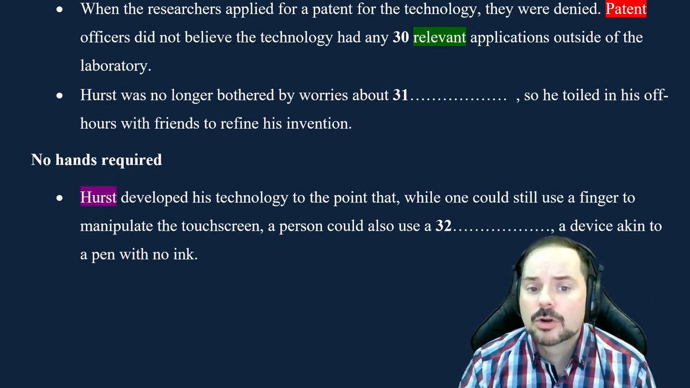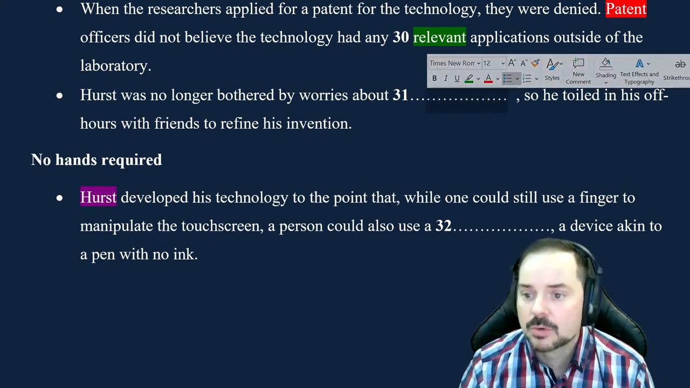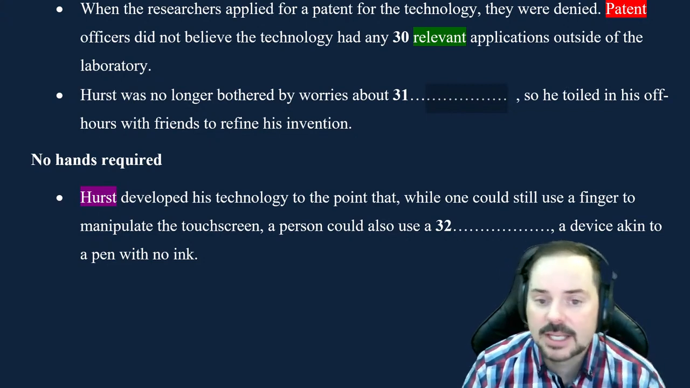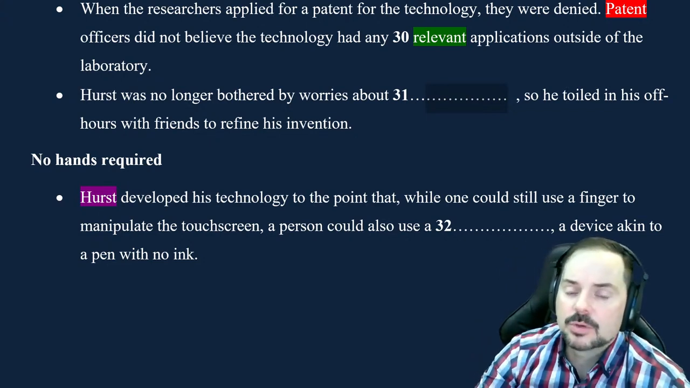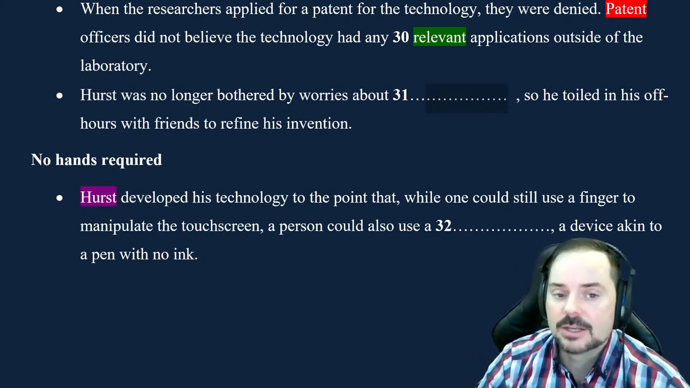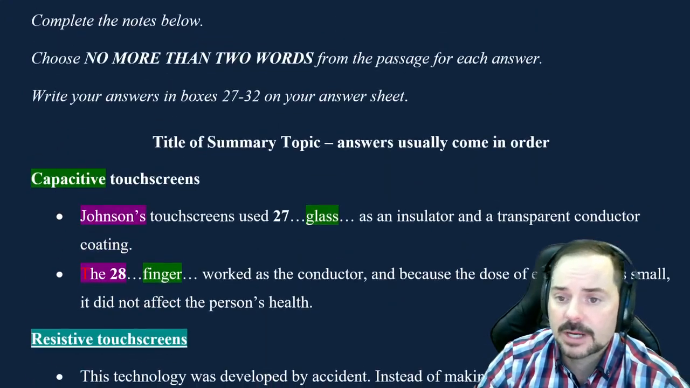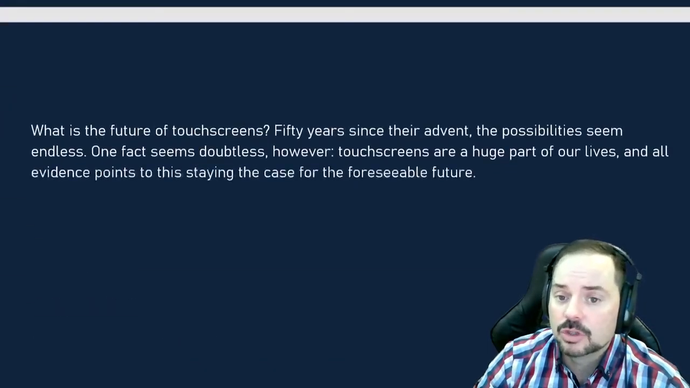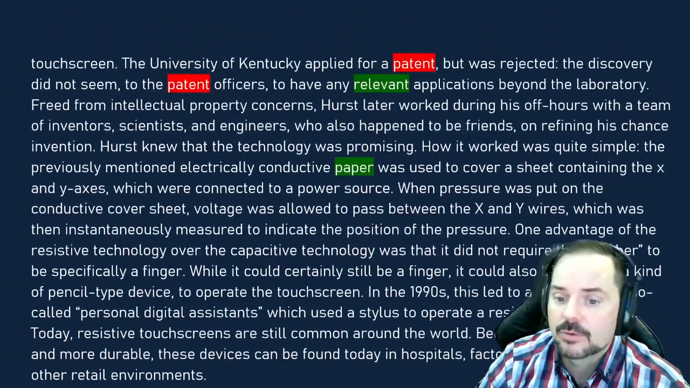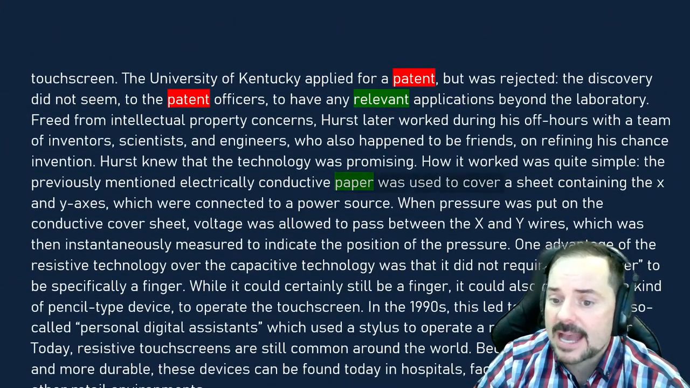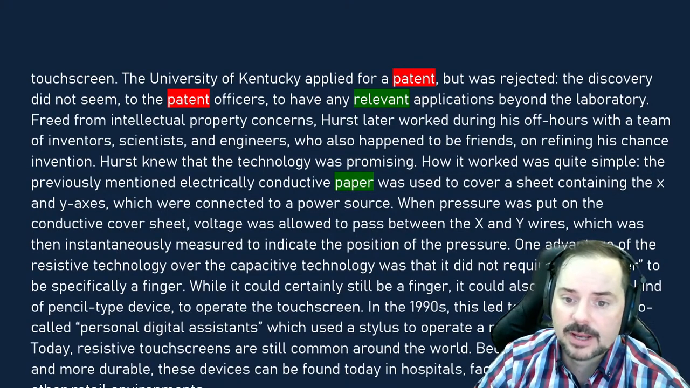Hearst was no longer bothered by worries about something, so he toiled in his off hours with friends to refine his invention. Okay, so here you have to understand a bit of the passage, and we're still talking about resistive touchscreens, so it's still that one huge paragraph. Now the unique noun that I can look for here is Hearst, and it's coming after because this is in order, right?